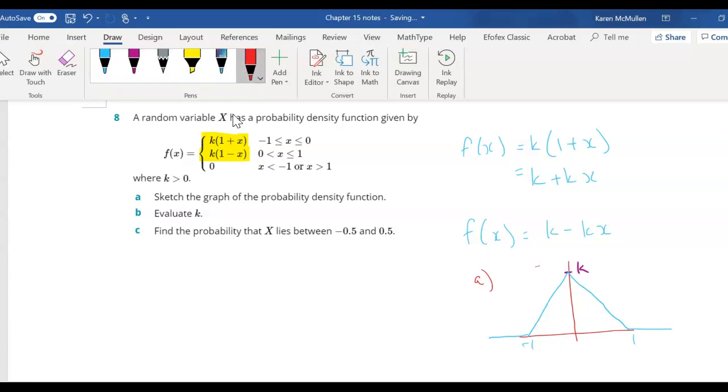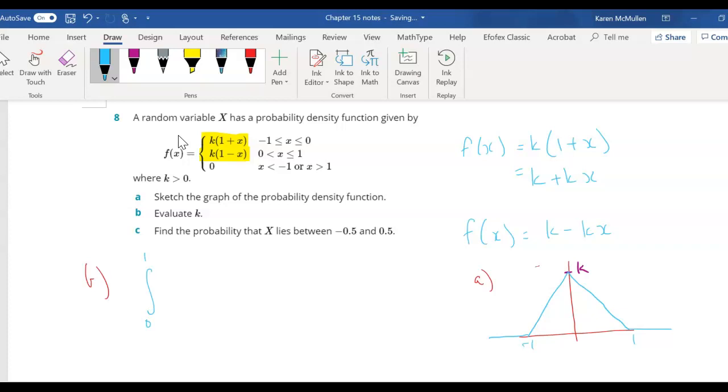Part B, evaluate k. Now, this is symmetrical. So the area under the graph is 1. But because it's symmetrical, we don't need to let it equal 1. We can actually let it equal 1/2. So if I wanted to set up a definite integral, I can just use either side. All right, and because I'm a fan of positive things, let's go from 0 to 1.